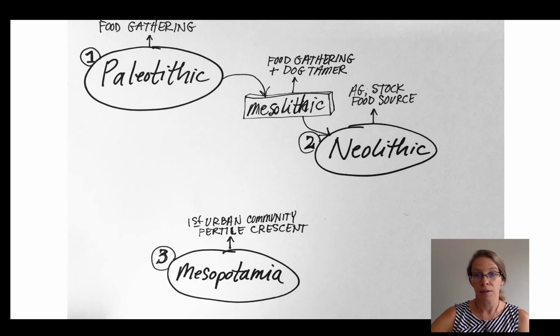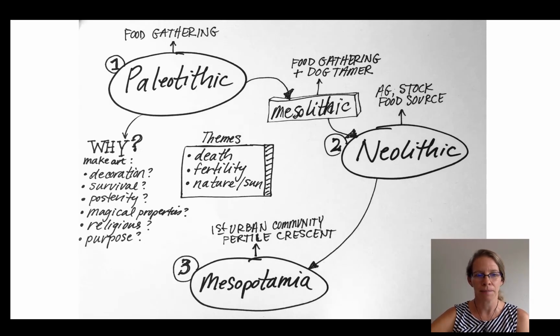In the Mesolithic or the Middle Period, they tame the dog. And as we get to Neolithic, we actually do have some domestication, stock food sources. And then in Mesopotamia, which is the Fertile Crescent, we see our first urban community. So some of the things to consider is why this artwork is being made.